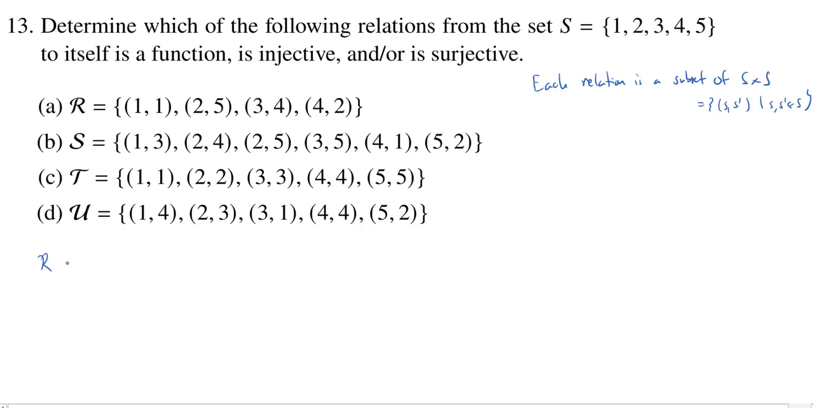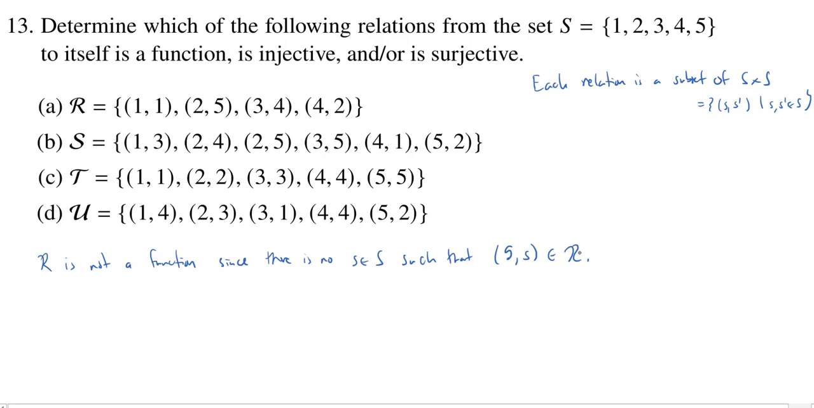So R is not a function since there is no S in S such that 5 comma S is in R. Okay, we have an element 5 in the domain. We need there to exist a unique element in S such that 5 comma S is in R, and there isn't one. Okay, so it's not a function.